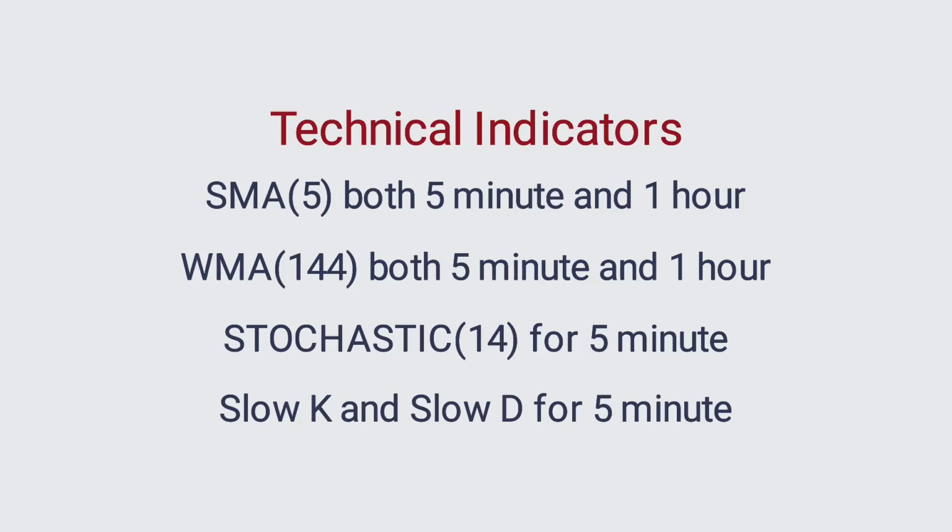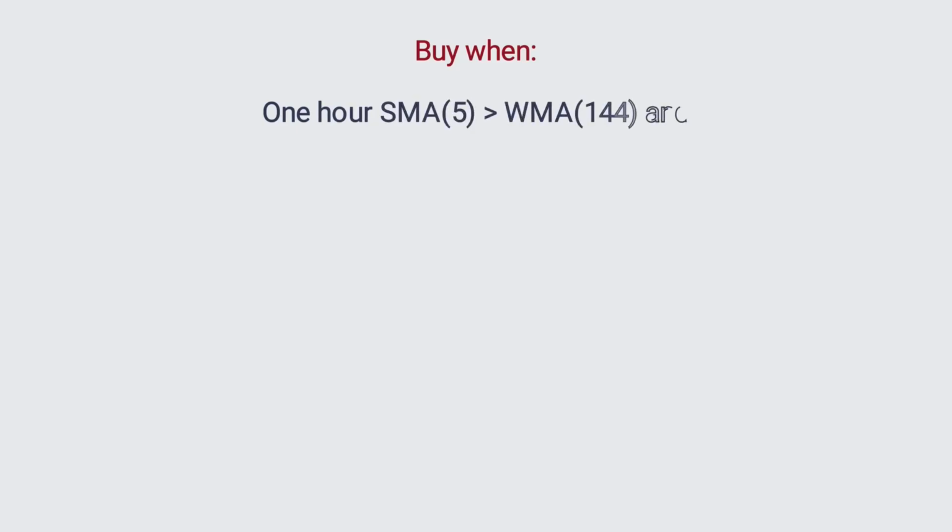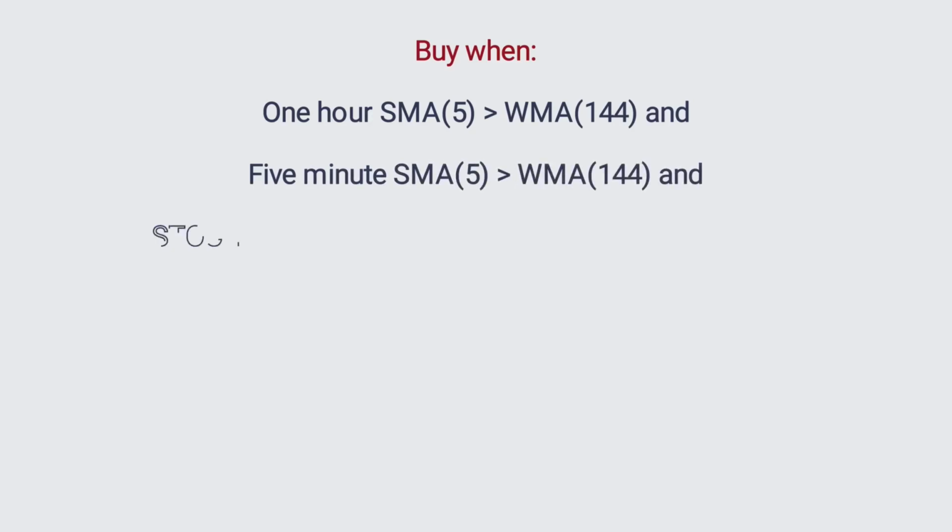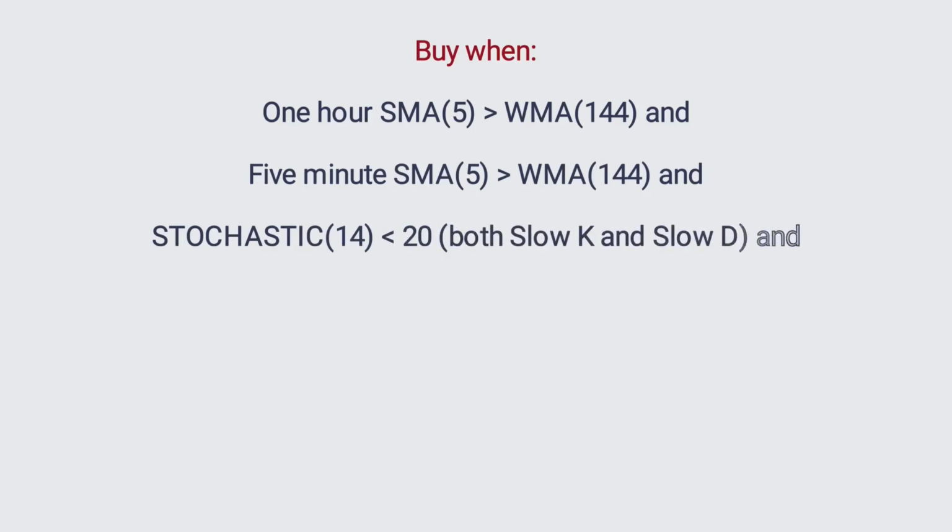And here's the strategy. Buy when 1 hour SMA5 is greater than WMA 144 and 5 minute SMA5 is greater than WMA 144. Stochastics, both values slow K and slow D are smaller than 20 and slow K is greater than slow D. This is the crossover.